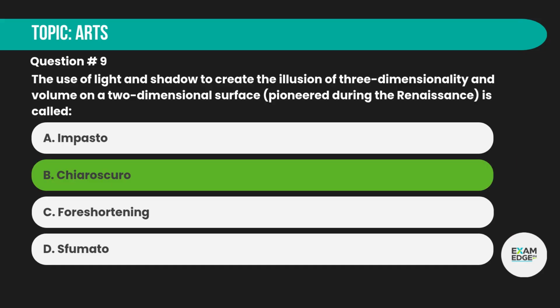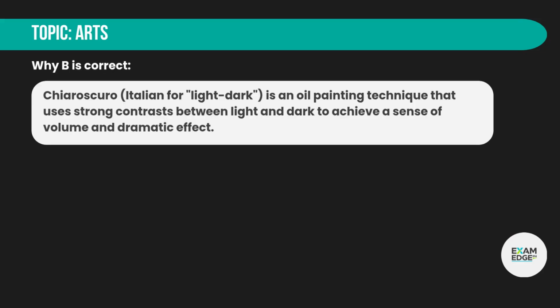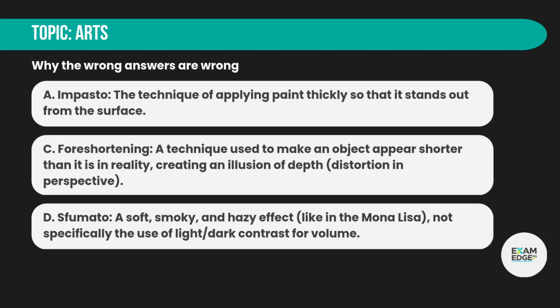Correct answer: B. Chiaroscuro. Why B is correct? Chiaroscuro, Italian for light-dark, is an oil painting technique that uses strong contrasts between light and dark to achieve a sense of volume and dramatic effect. Why the wrong answers are wrong?